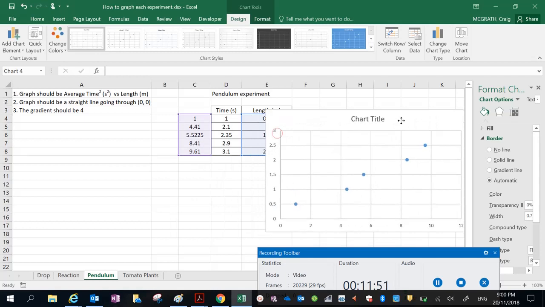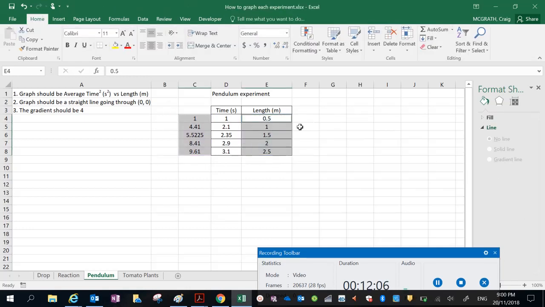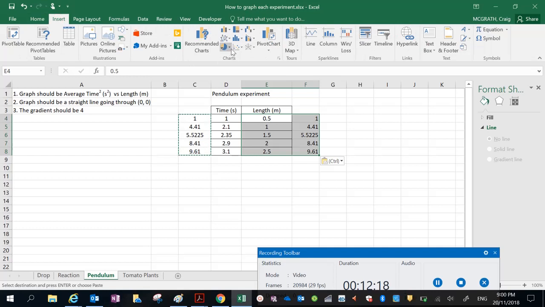Again, we check to see if the right thing's in the right place. So time squared goes in the y-axis, so our y-axis should go up to about 9.6. Only goes up to 3, so the information's the wrong way around. So let's copy this, Control C, right click, paste the values only, not the formulas, we just want the numbers. There we go, insert.